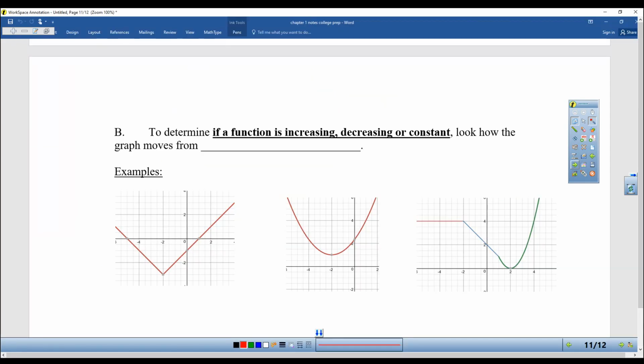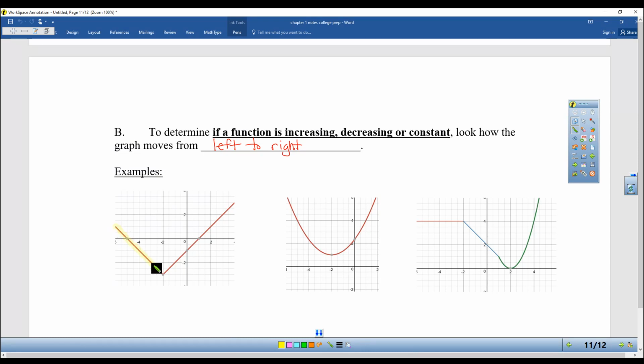What do we got next? So to determine if a function is increasing, decreasing, or constant, look at how the graph moves from left to right, just like you read a book, left to right. In basic concept, this is super easy. I'm going to get my highlighter here.